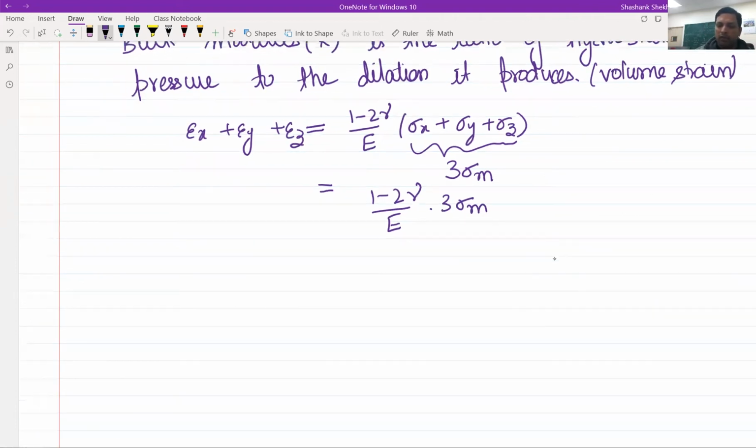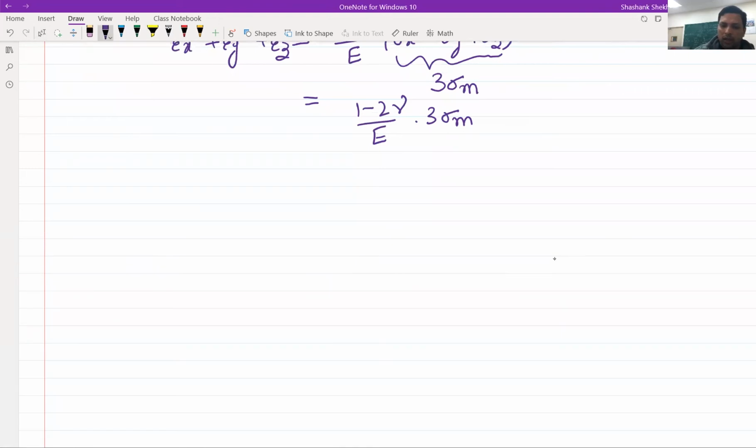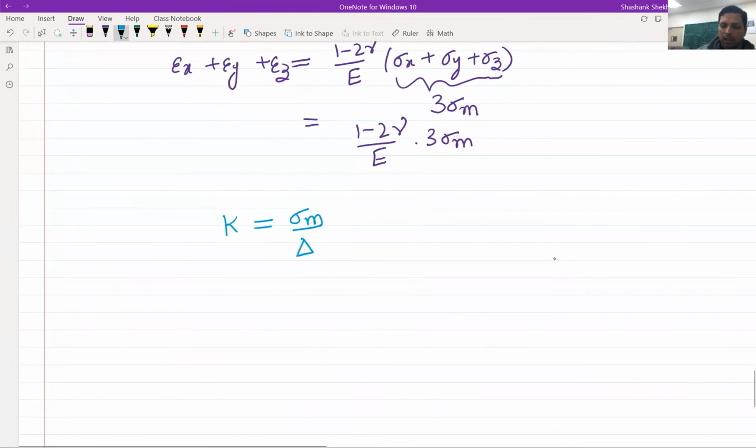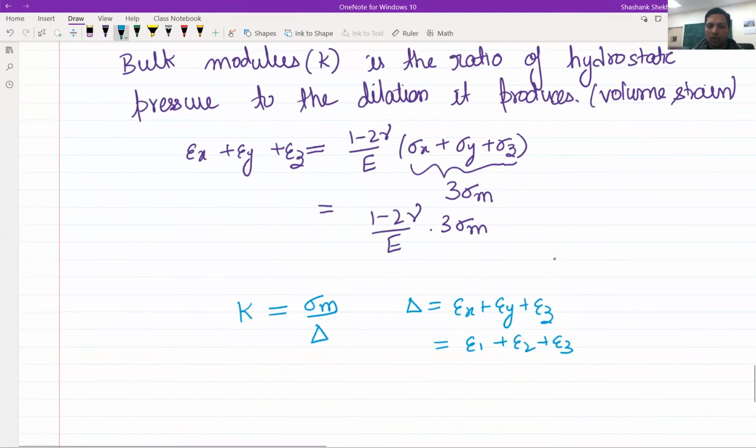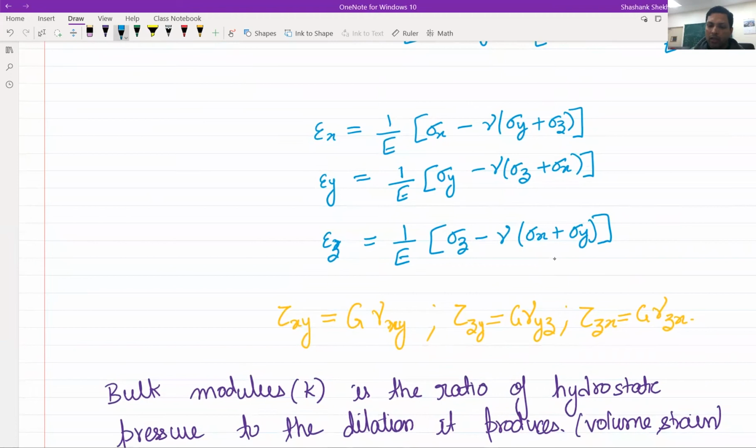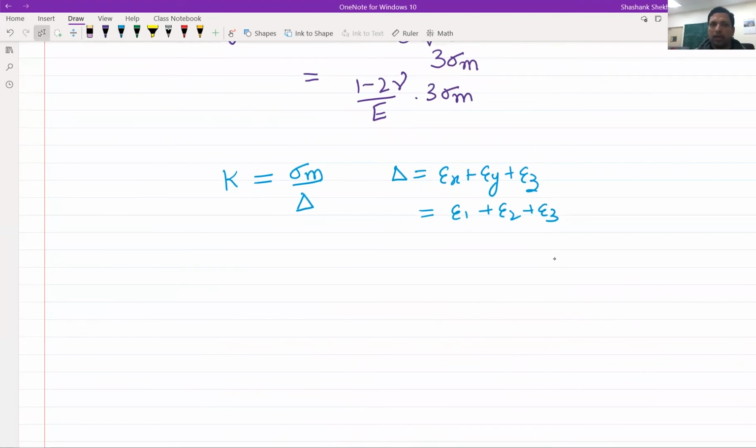Now, bulk modulus, the way we have defined it above, we will now write it. So K is equal to sigma m by delta. What is delta? Delta is nothing but epsilon x plus epsilon y plus epsilon z, which we have already seen over here. And since, like the invariance of stresses, there is also invariance of strains, it can also be written as epsilon 1 plus epsilon 2 plus epsilon 3. In fact, in all the relations that we have written over here, you can replace x, y, and z by 1, 2, and 3. We will use it and you will be able to understand it better.